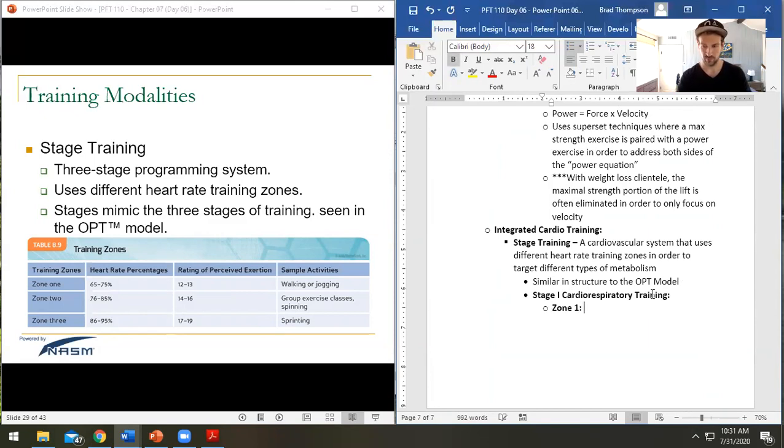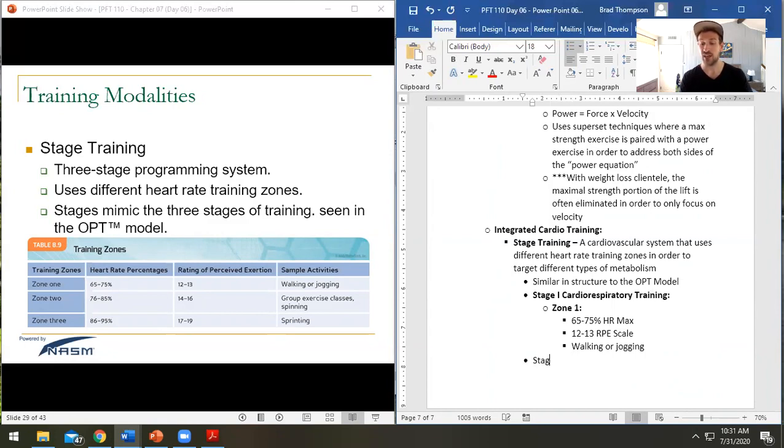That's going to be stage 1, which is going to be zone 1, which will consist of 65 to 75% heart rate max, or you can think of that as a 12 to 13 on the RPE scale, or you can think of this as walking or jogging, right?